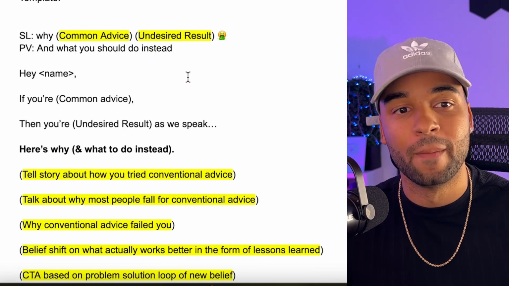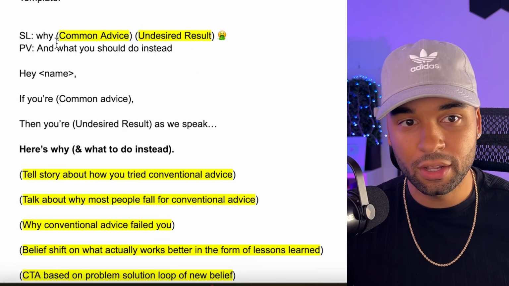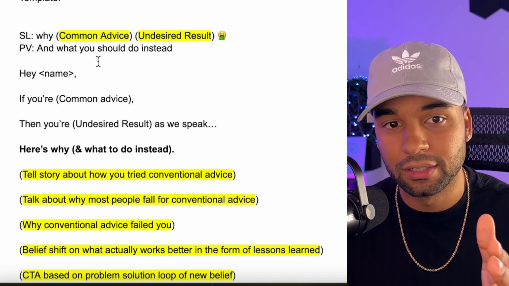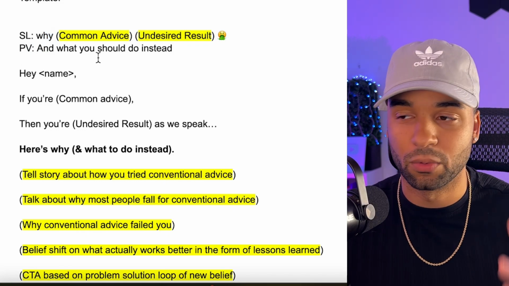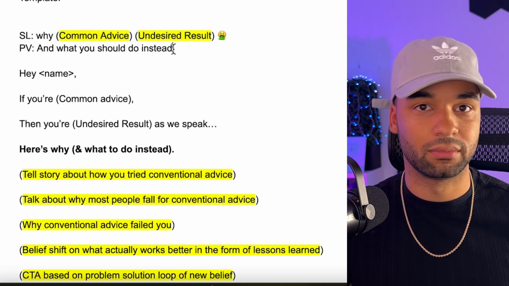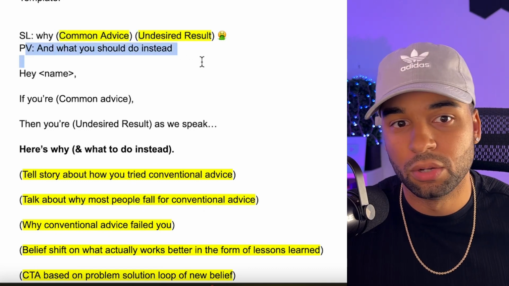So first and foremost, the template. Here's what it looks like. So the why here is optional, but essentially common advice, undesired result, right? So again, we're going to get into some examples, but going on a diet makes you gain weight, for example, and what you should do instead.